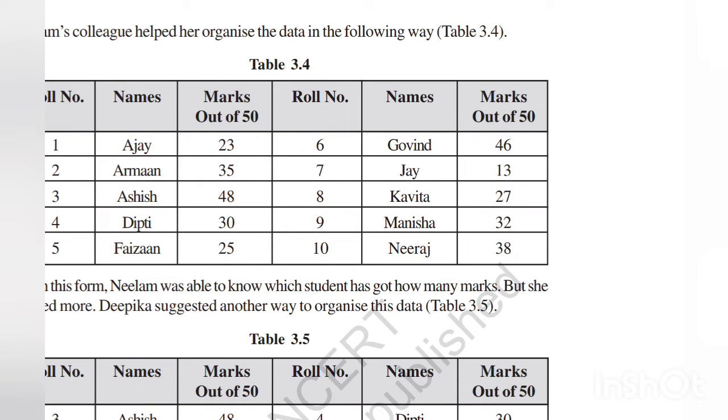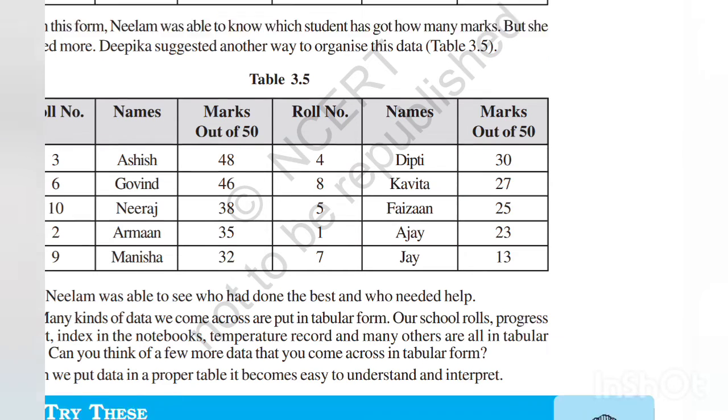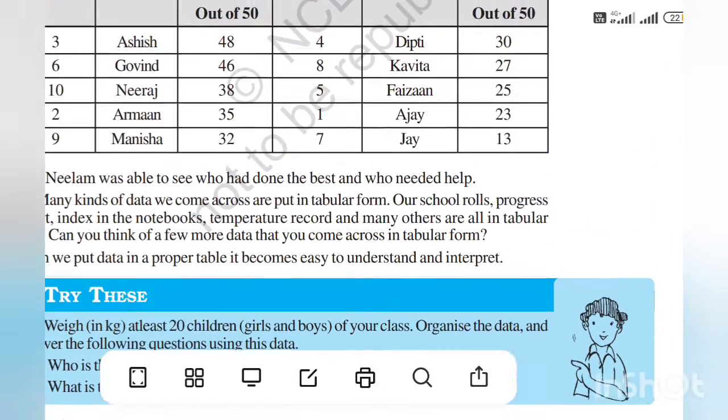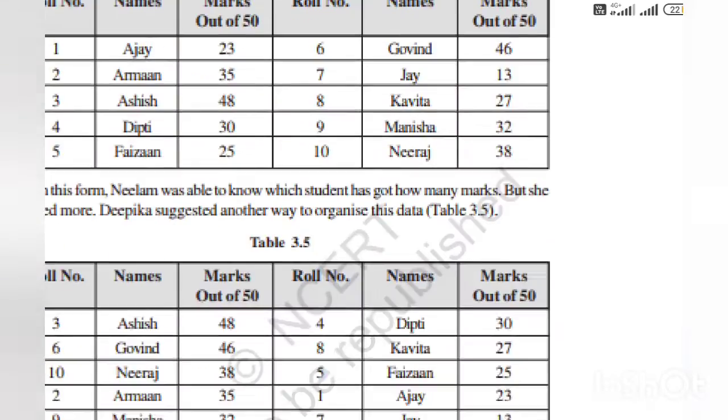Here the roll numbers were arranged in increasing order. Here we have made this table on the basis of the marks obtained out of 50. Clear? Now, we can also see that Jay has got the least marks, that is 13, but Jay's roll number is 7. In this way they have made these two tables.